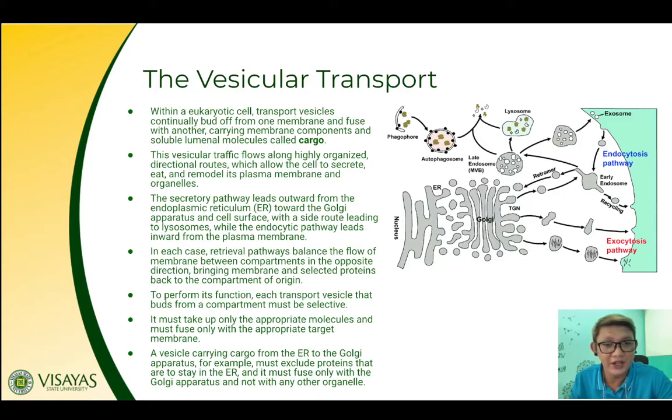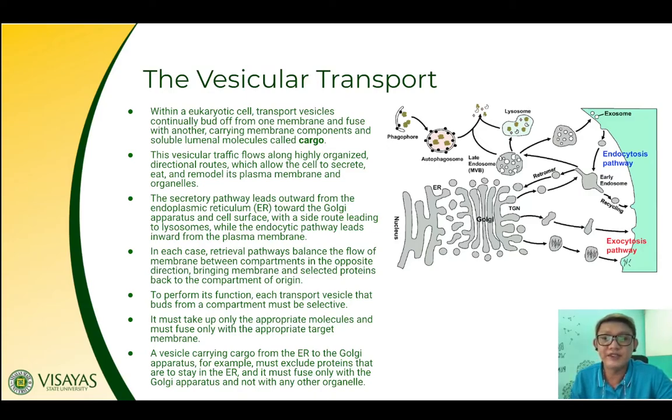That's why another vesicle must also fuse with it in order for the ER to still be intact. Otherwise, if all the cargoes will be taking parts of the ER in the process and no retrieval, then the ER will be finished. Okay.